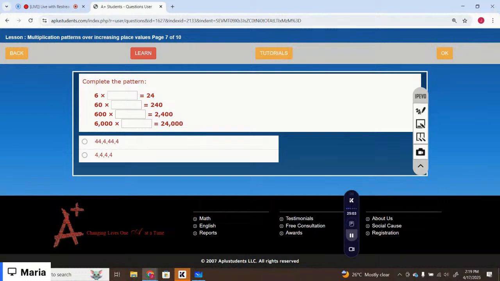Complete the pattern. 6 times 4 is 24, 60 times 4 is 240, 600 times 4 is 2,400, and 6,000 times 4 is 24,000. So option number 2 is the correct option.